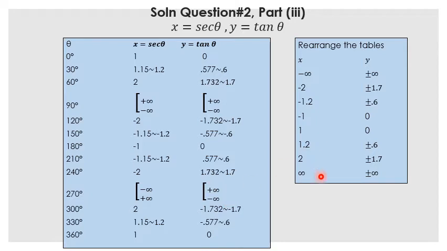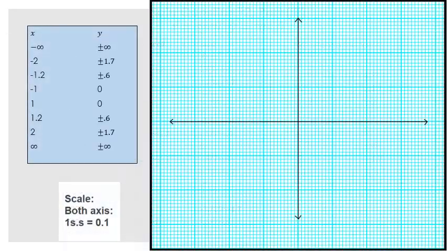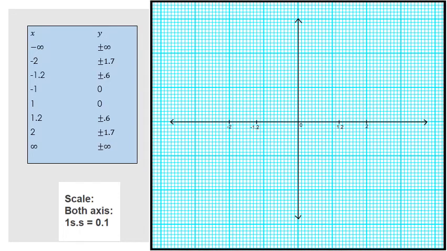So we have got the values of x and y, and now we are going to plot these values on the graph paper. On the graph paper, we draw the x-axis and y-axis. You may write x and x dash here, and y and y dash here. The scale which we have taken on both axes is one small square equals 0.1. So let's mark some values on the x-axis. This is 0, this will be 1, this is 1.2, and this is 2, this is minus 1, this is minus 1.2 and minus 2.